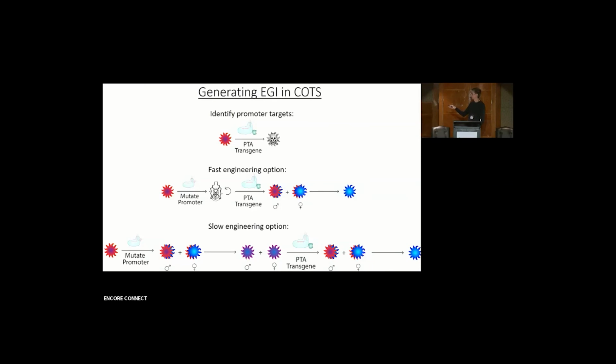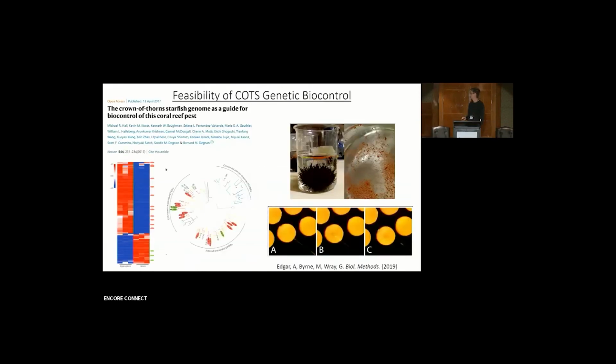If you don't end up finding a way to engineer the larva, then there's a longer process down on the bottom, where it can take a couple of generations. But that's where the high fecundity of the crown of thorns is pretty helpful.